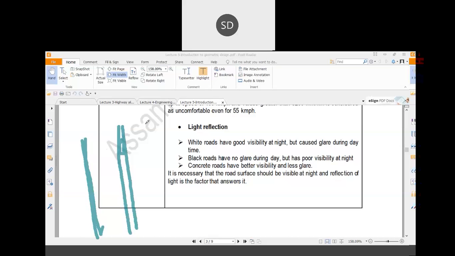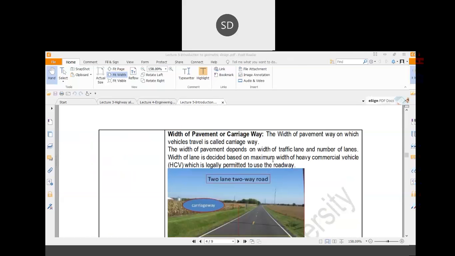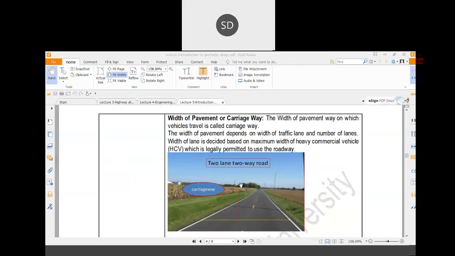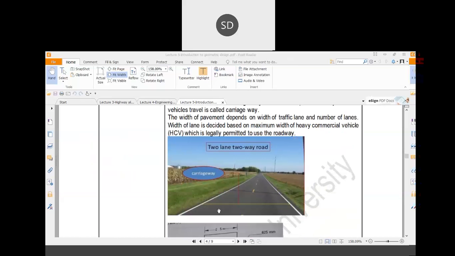Based on that light reflection characteristic, these road markings have been decided. Now the width of the pavement or carriageway, which we have already discussed, that is the blacktop portion, that is your width of the carriageway.